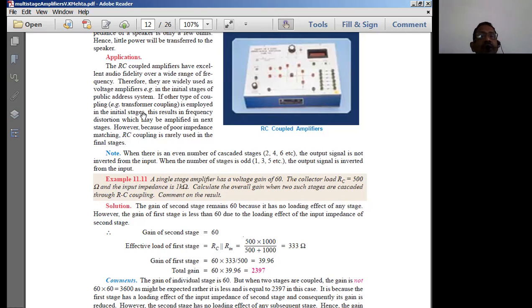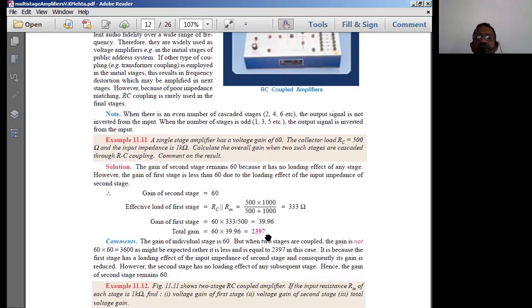Now, if another type of coupling like transformer coupling is employed in the initial stages, this results in frequency distortion. The transformer coupled amplifier normally introduces a lot of frequency distortion, which may be amplified in the next stages. Frequency distortion then becomes a serious problem to remove at a later stage. Therefore, we don't prefer the transformer coupled amplifier at the initial stage.